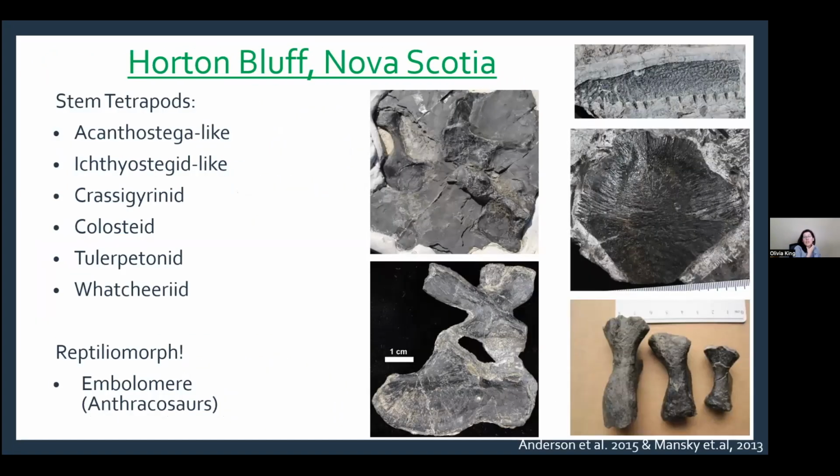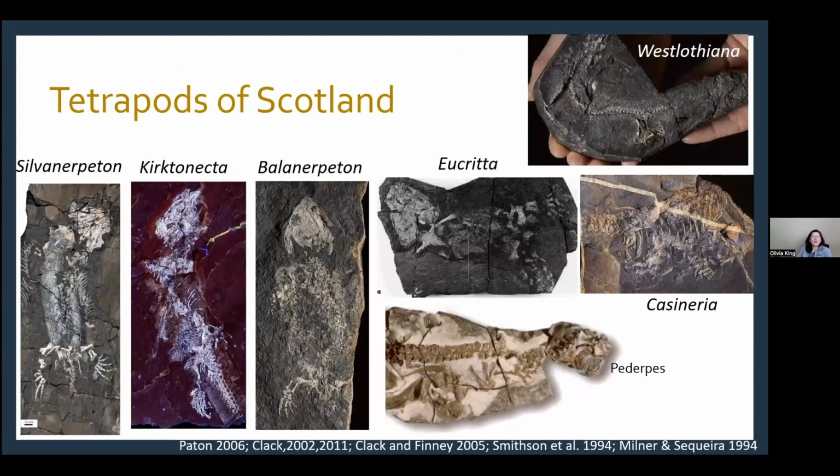So what Horton Bluff is actually known for is these large bones of stem tetrapods, and they tend to be disarticulated. We have teeth, hip bones, leg bones, plates. Unlike the ones that you can find in Scotland, the tetrapods seem to be a little bit smaller, but also more articulated.